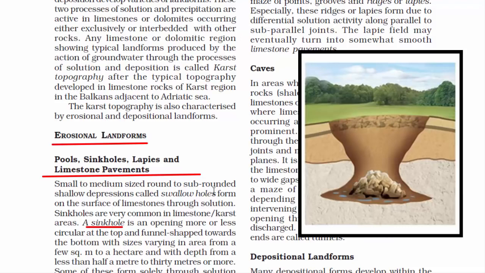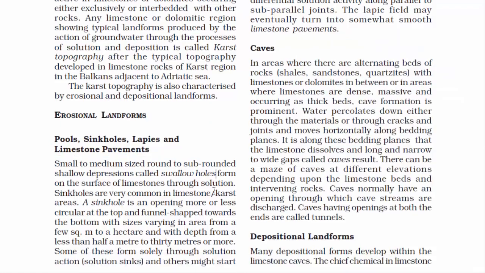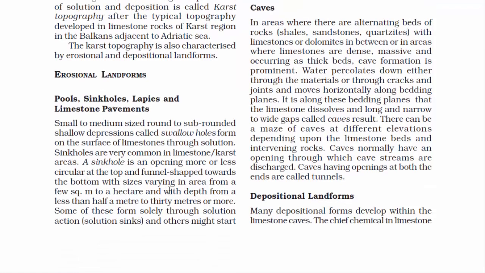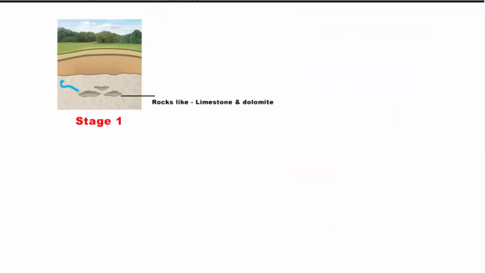They look something like this. An opening more or less circular at the top and funnel shaped towards the bottom, with sizes varying in area from a few square kilometers to a hectare, and with a depth of less than half a meter to 30 meters or more. Due to the bottom portion being void, the upper surface collapses, forming this kind of a sinkhole.